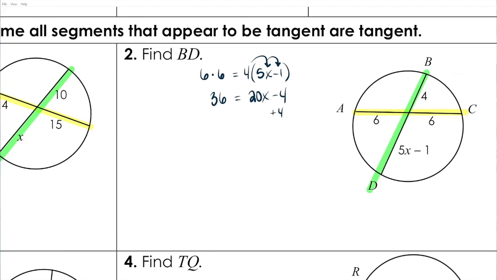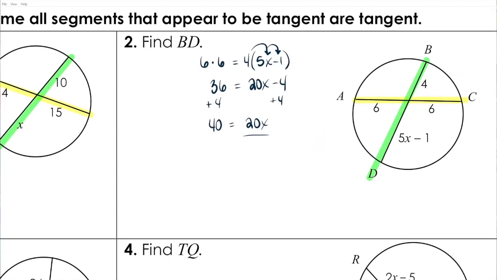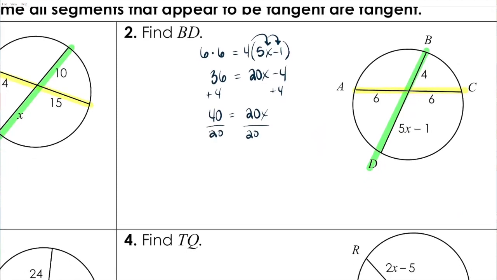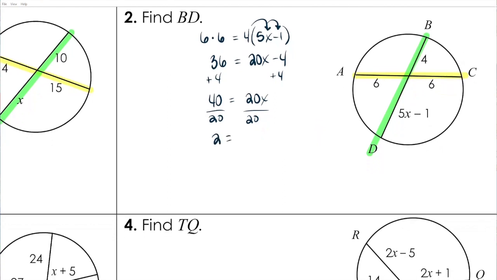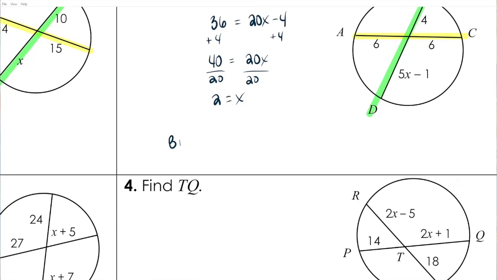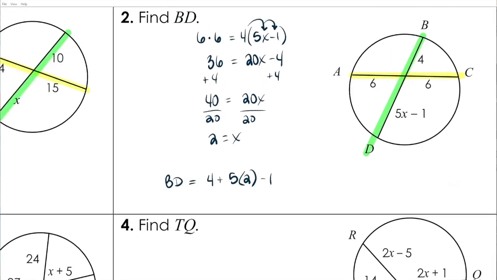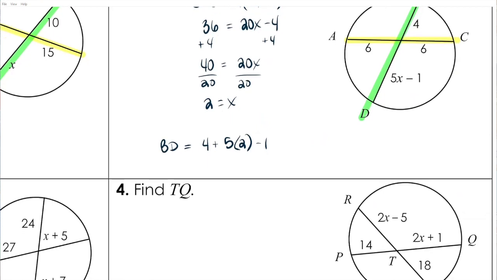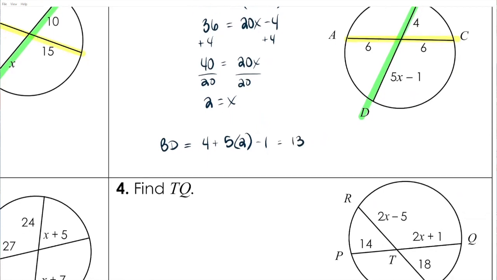Add 4 to both sides. So 40 is 20x. Divide both sides by 20. So x is 2. But for this problem, they didn't want us to just find x. They wanted us to find the length of BD. So we're going to take that 2 we found and substitute it into our equation. So we include the 4 because it's part of BD, and then 5 times 2 minus 1, which looks to be 13.